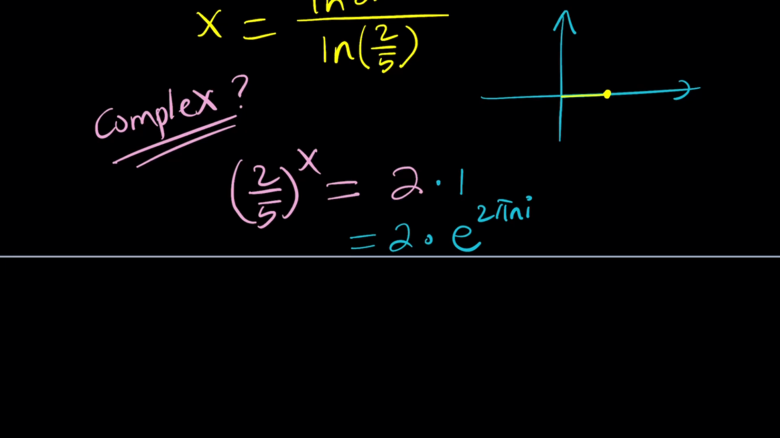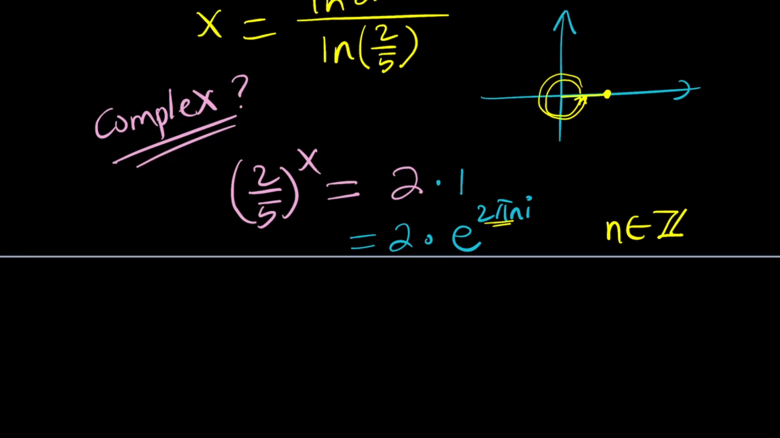Wait a minute, what do you mean by 0 radians? Couldn't it be 2 pi radians? Sure, it could be 4 pi radians. Any multiple of 2 pi will do. So that's what 2 pi n does. n is an integer, and 2 pi n just represents any multiple of 2 pi.